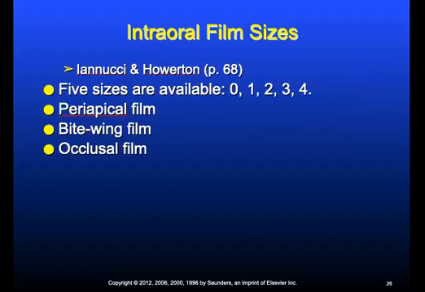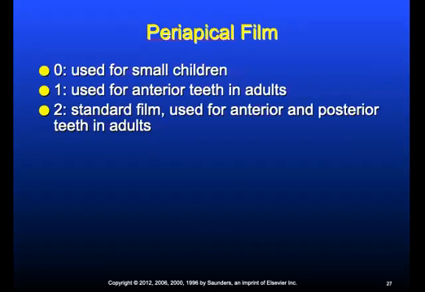The intraoral film comes in 5 sizes, and they are available as a size 0, 1, 2, 3, or 4. And then we also have periapical film, bite wing film, and occlusal film sizes. A size 0 is going to be used for small children. A size 1 is used for anterior teeth in adults. And size 2, standard film, is used for anterior and posterior teeth in adults.